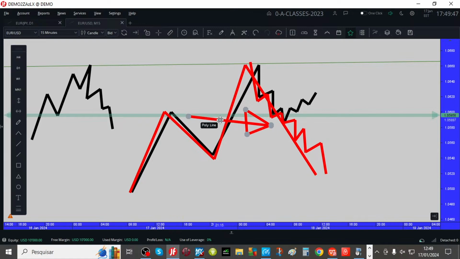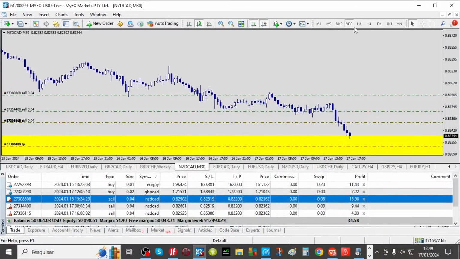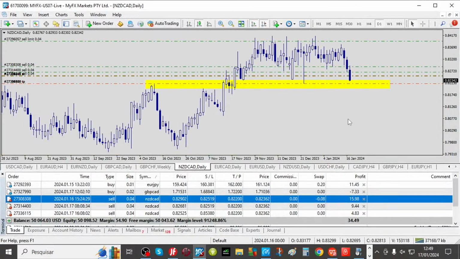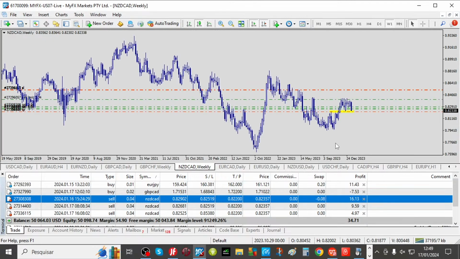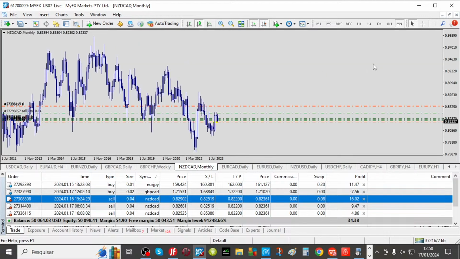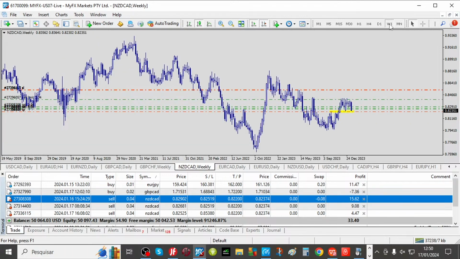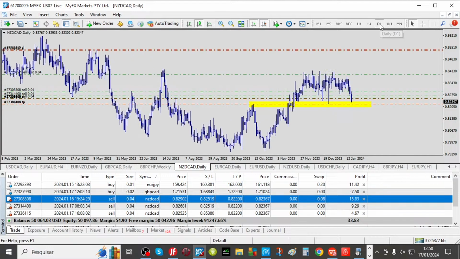Boss, do you retracement trade? Yes, I do sometimes, but not most of the time. This is an extension trade, not a retracement trade. NZD weekly chart, right? Or monthly chart. It's an extension trade to go down. It's not a retracement trade. Alright, monthly, weekly, daily.